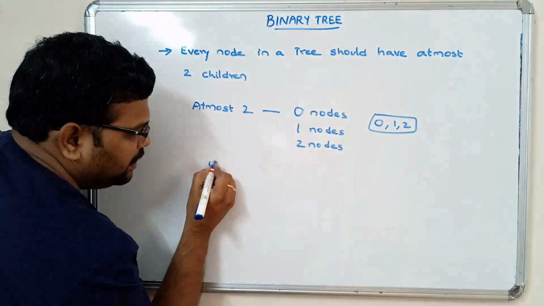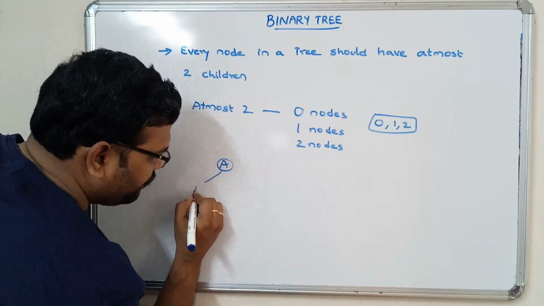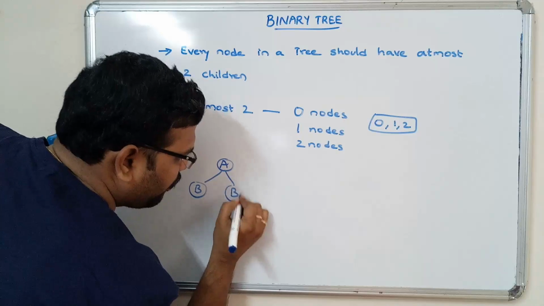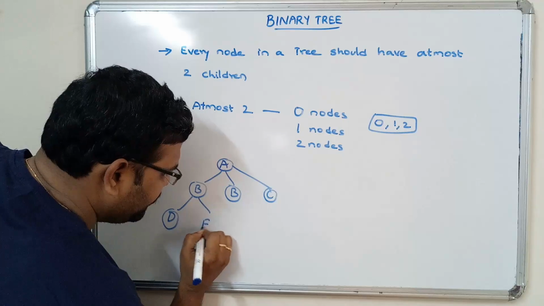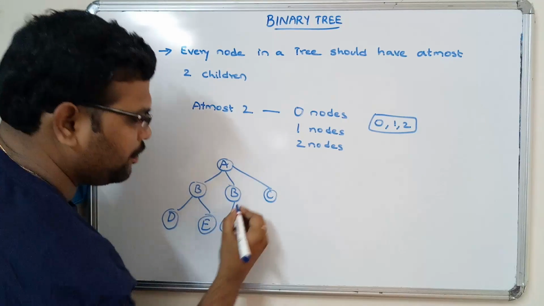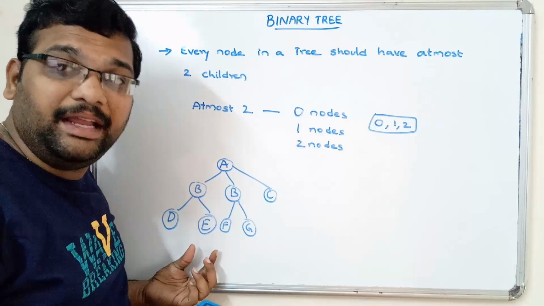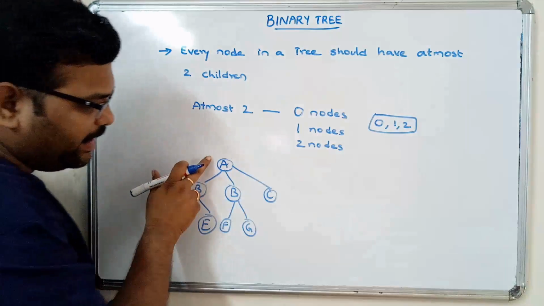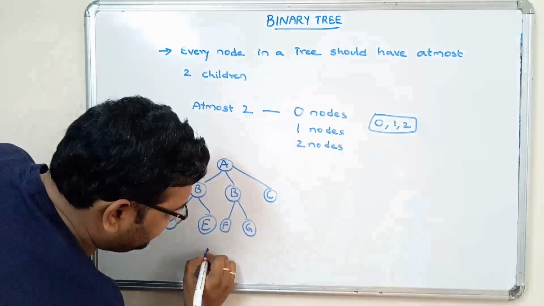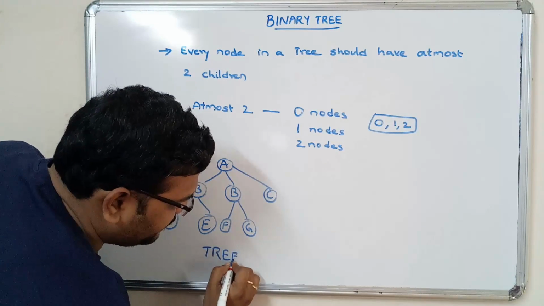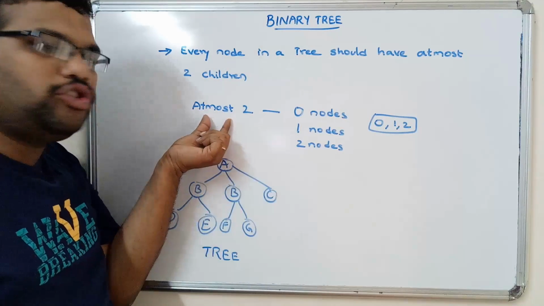See, if you consider an example, we know that this is called a tree. This is not a binary tree. It's a tree but not a binary tree, because here A is a root node which is having 3 children. So this is a normal tree, right? But for a binary tree, every node should have at most 2 children.